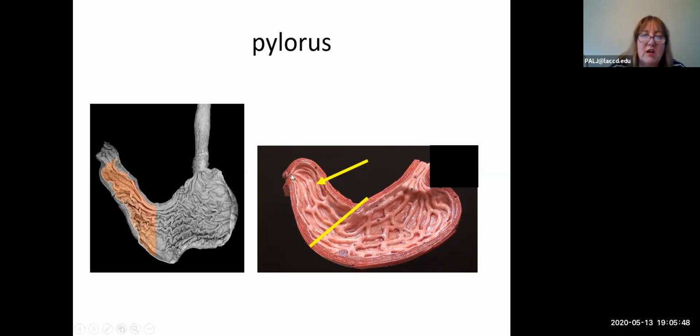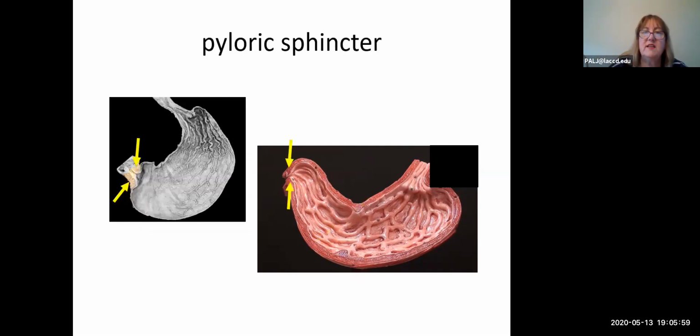And at the junction of the stomach and the small intestine, do you see how here's the thickness of the muscle and then it comes in right there? That's because we have another one of those sphincters there, and it is called the pyloric sphincter.